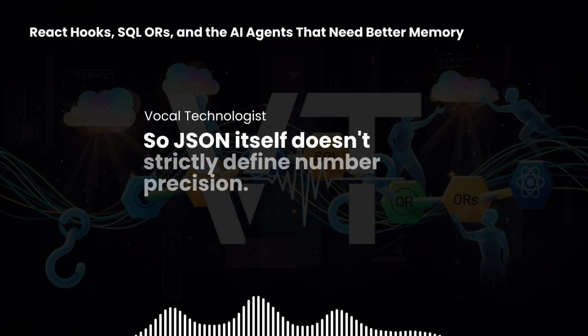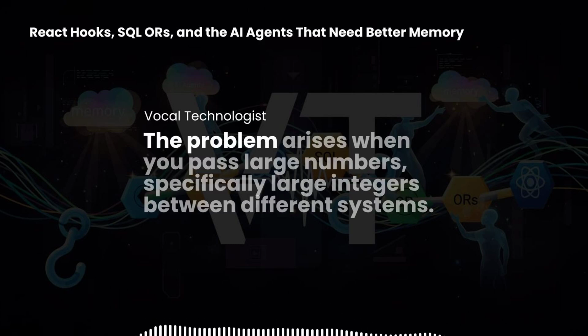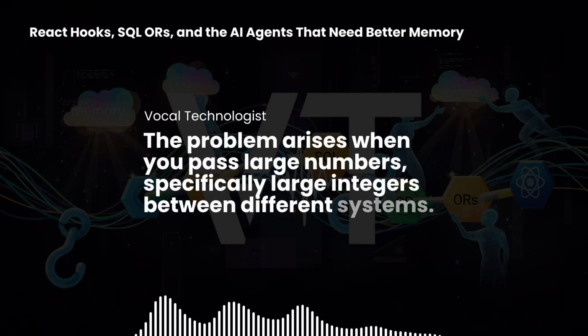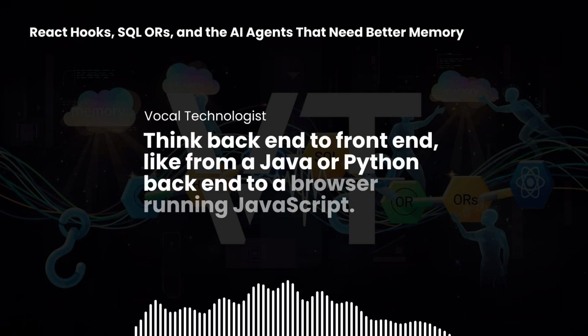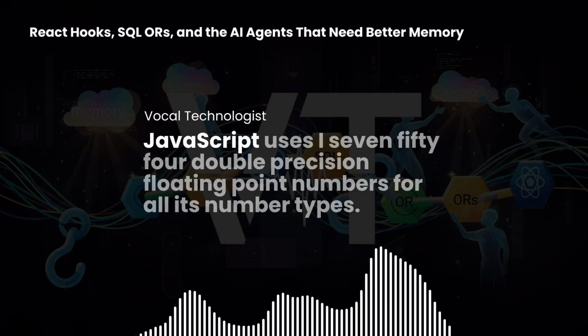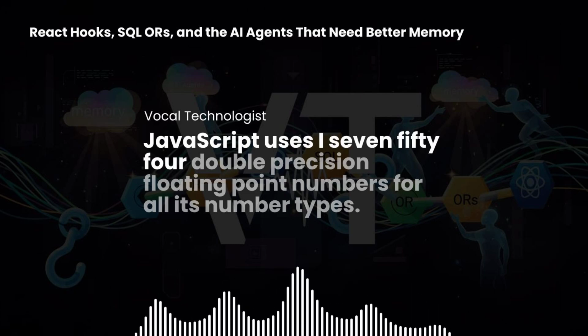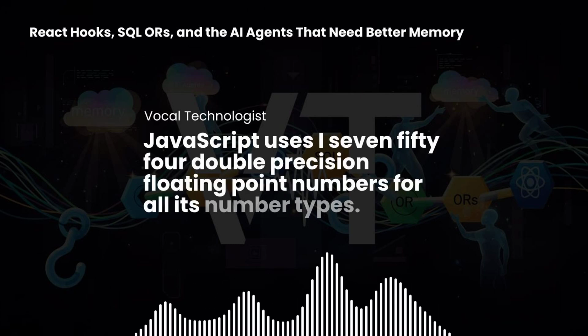So JSON itself doesn't strictly define number precision. The problem arises when you pass large numbers, specifically large integers, between different systems. Think backend to frontend. Like from a Java or Python backend to a browser running JavaScript. Exactly. JavaScript uses IEEE 754 double precision floating point numbers for all its number types.